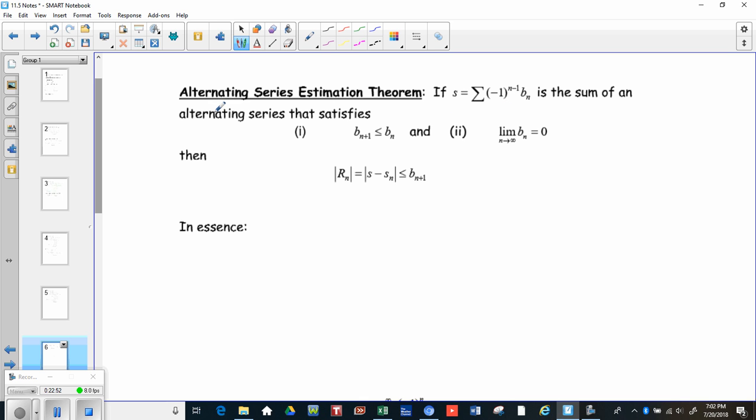What we need to do is look and see if the series satisfies these conditions. First of all, it's got to be alternating. Okay, that has to be true. The next term, b sub n plus 1, has to be less than the previous term. That's got to be one of the criteria. And then the limit of b sub n has to be 0. This is the exact same thing. This means that you have a convergent alternating series.